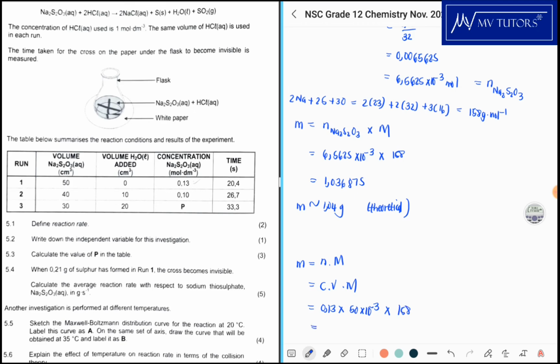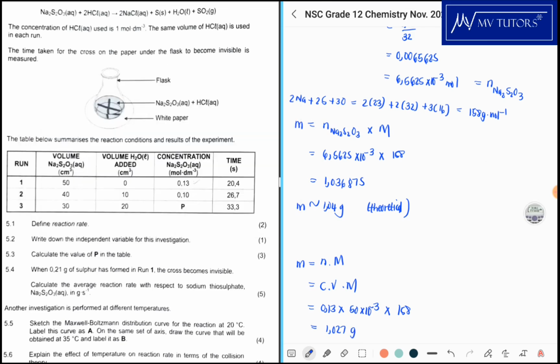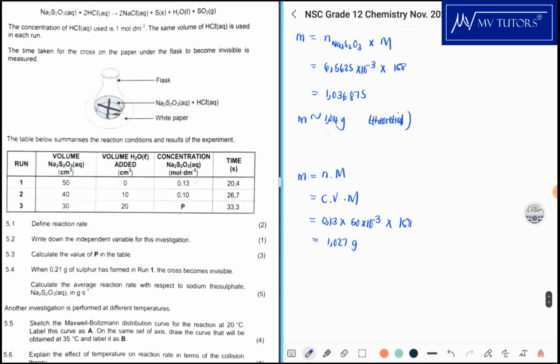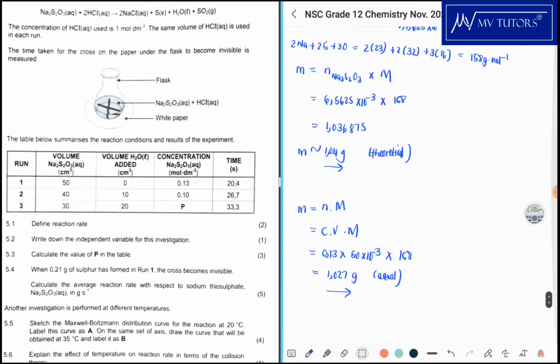So let's just see. 0,13 multiplied by 50 to the negative 3 multiplied by 158. So here we get 1,027 grams. In all honesty, I don't think it matters whether you're going to use the theoretical or the actual, just choose one. I think you're still going to get the same answer. Honestly speaking, we can try both out and see what answer we get. But I think the difference is not that big.